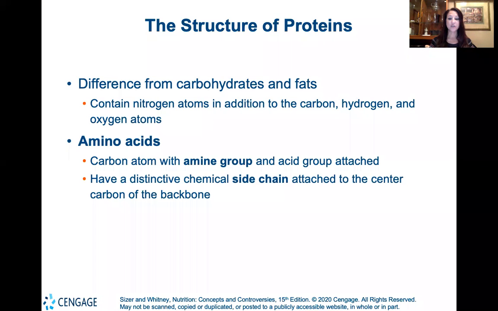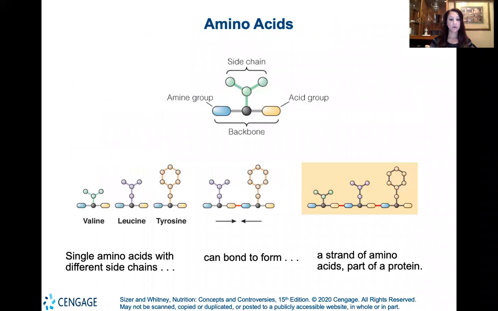Let's get started with the structure of proteins. Amino acids are the building blocks of proteins. The amino acids have an acid group, an amine group, which contains the nitrogen, and the side chain, which gives the amino acid its distinction. As you can see in this illustration, each amino acid has a side chain that is structured differently.